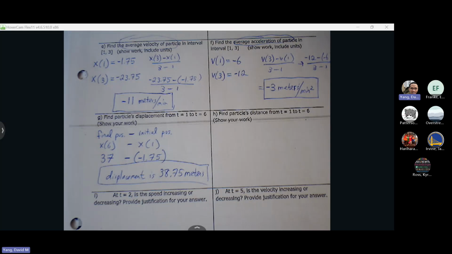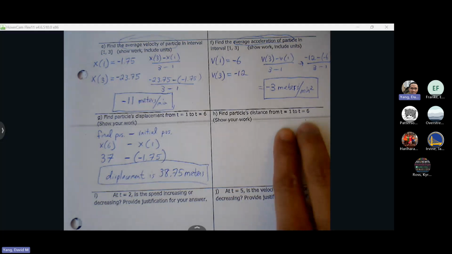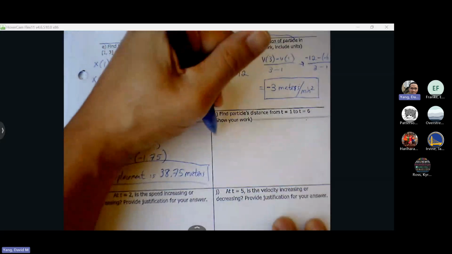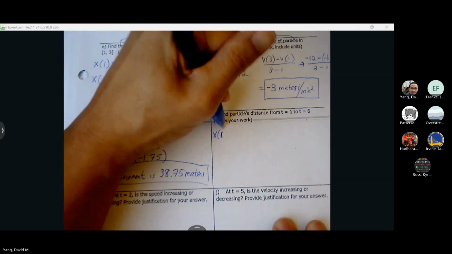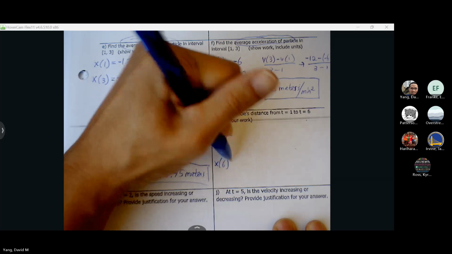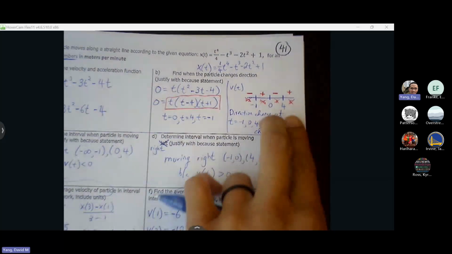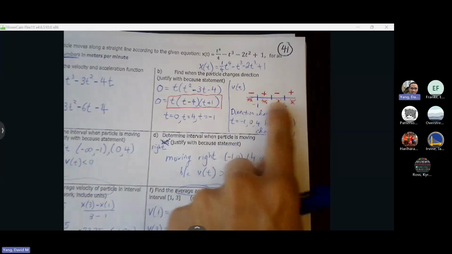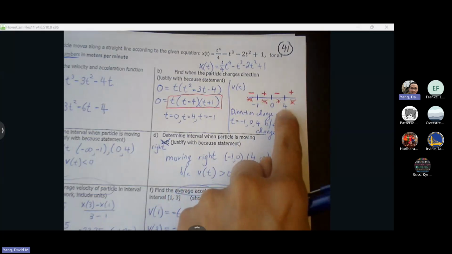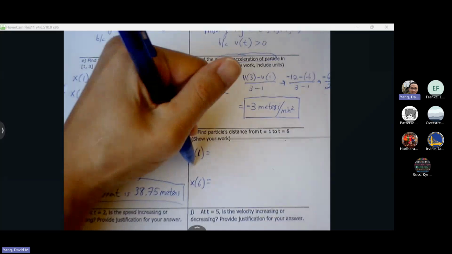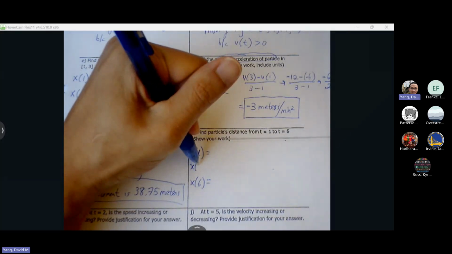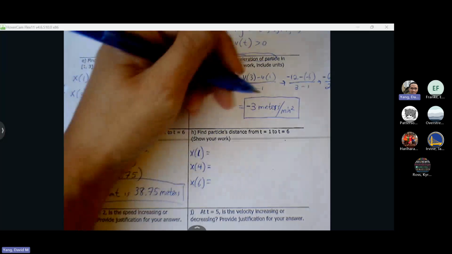Distance is similar to displacement, but it can be more than displacement if there's a change in direction between the starting and ending point. So we still need x of 1 and x of 6. But is there another t value that we have to consider? Is there a change in direction between 1 and 6? There is. If we look at our velocity sign line, there's a change in direction at 4. So we also have to include the location at 4, so when it starts backtracking, we can count the steps from that location.